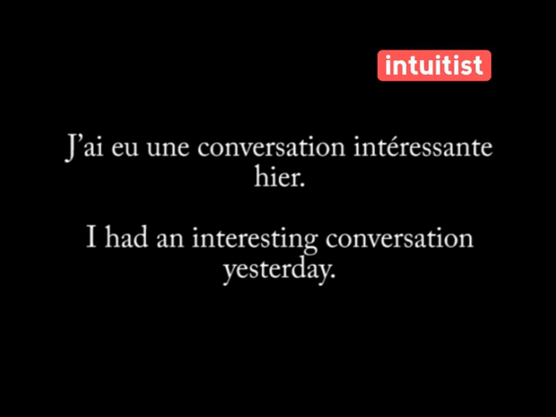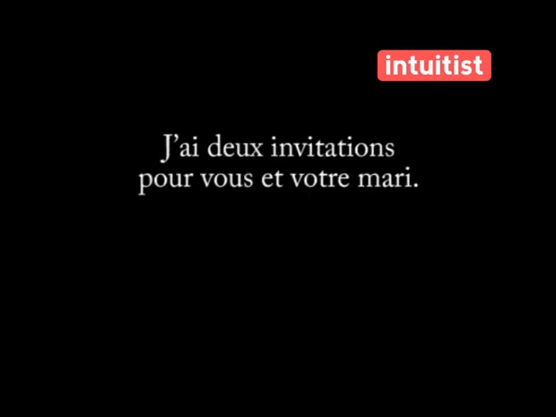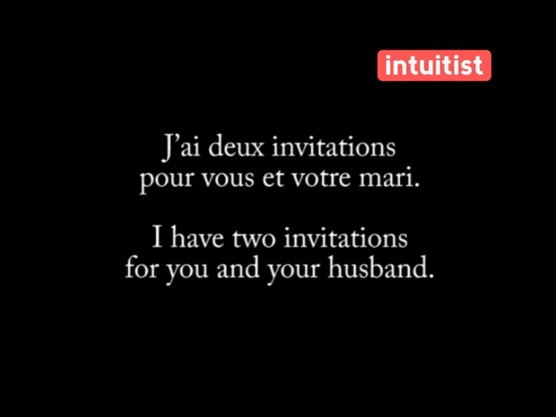J'ai 2 invitations pour vous et votre mari. I have 2 invitations for you and your husband. Right. I've 2 invitations for you and your husband. So there I'm making the contraction a bit more than you. I'll say it again for you. I've 2 invitations for you and your husband. Okay. I have 2 invitations for you and your husband. Yeah. So in rapid, informal English, you're going to hear that contraction fairly systematically, in fact.